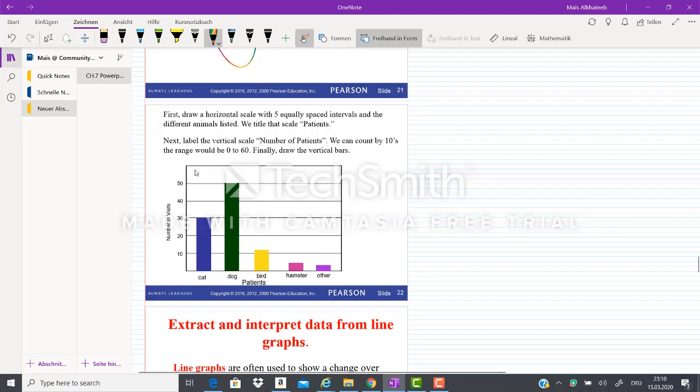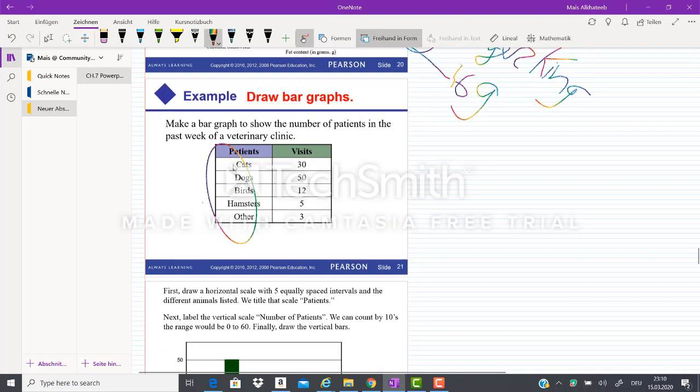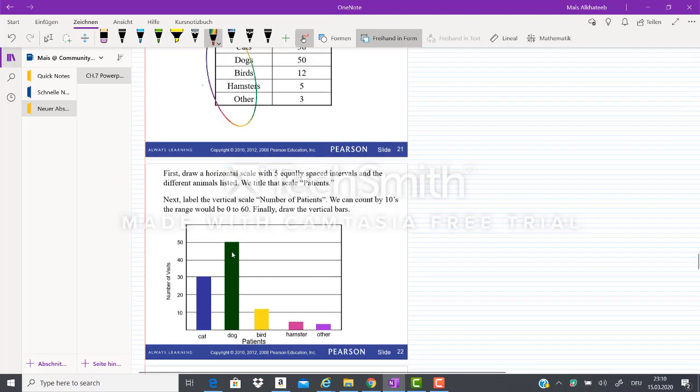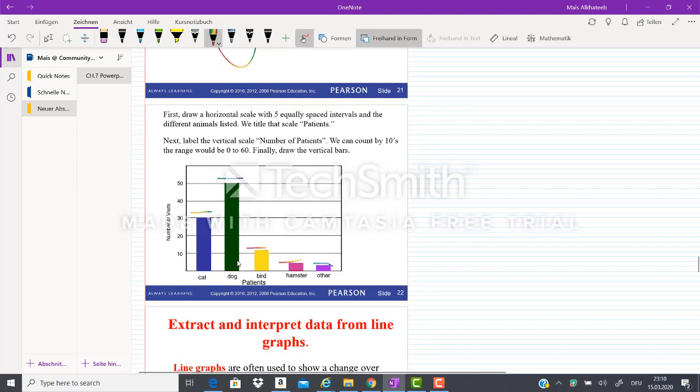Then I have the most animal here, the dogs. So dogs are at 50, as we see. Then we have 13 cats. Okay, bear is 12, and I have 3 other, and hamster is 5. So I can draw the bar graph as shown in this picture.